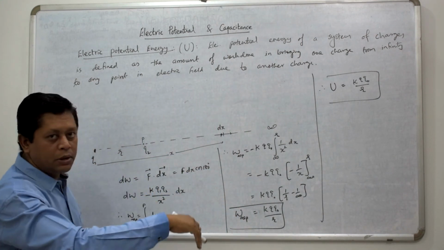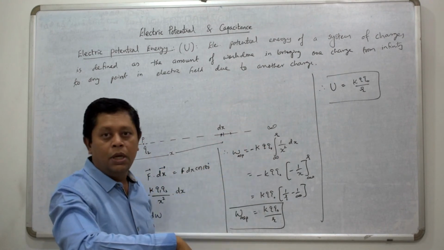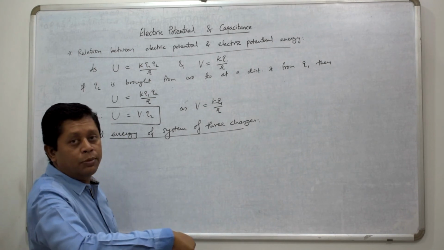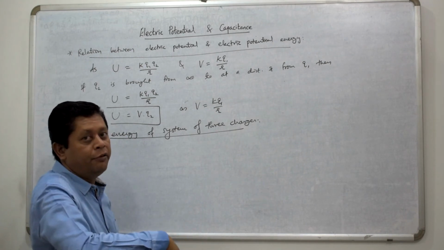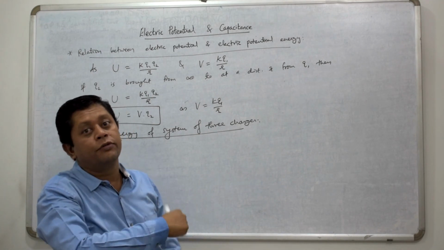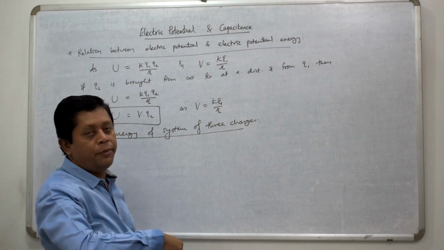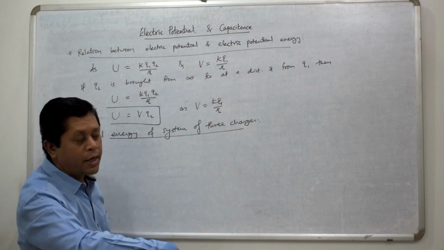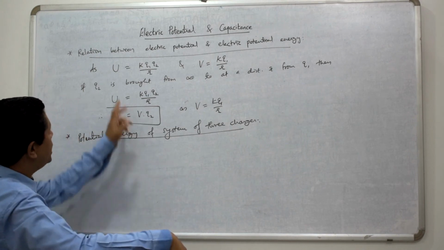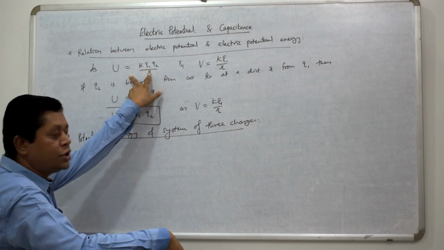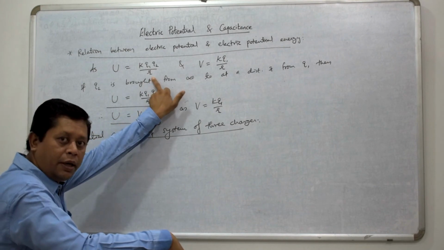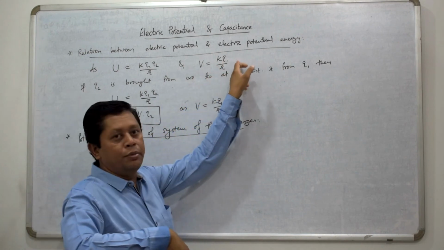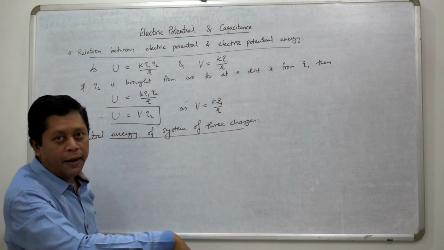Here there are two charges, so for the system of two charges this is the equation. Now as you know, potential is the amount of work done in bringing unit charge from infinity to any point in electric field, whereas potential energy is the amount of work done in bringing a charge from infinity to any point in electric field. So there can be a relation between electric potential and electric potential energy. As you know, potential energy for a system of two charges Q1 Q2 separated by distance r is U is equal to kQ1Q2 by r, whereas potential due to charge Q1 at distance r is kQ1 by r.